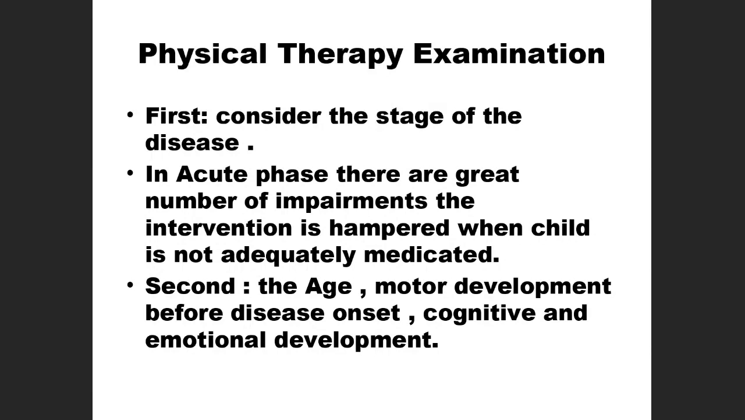So when you are doing a physical therapy examination for this kind of disorders, first you have to consider the stage of the disease, whether the disease of the child is in acute phase or subacute phase or chronic phase. Why? Because in acute phase, there are a great number of impairments. The intervention is affected when the child is not adequately medicated. Because whatever therapy you want to do, the patient will be having severe pain in the acute stage. That's why they won't be cooperative.